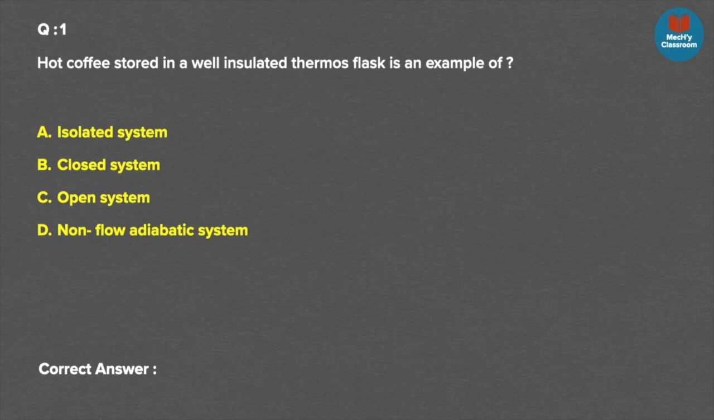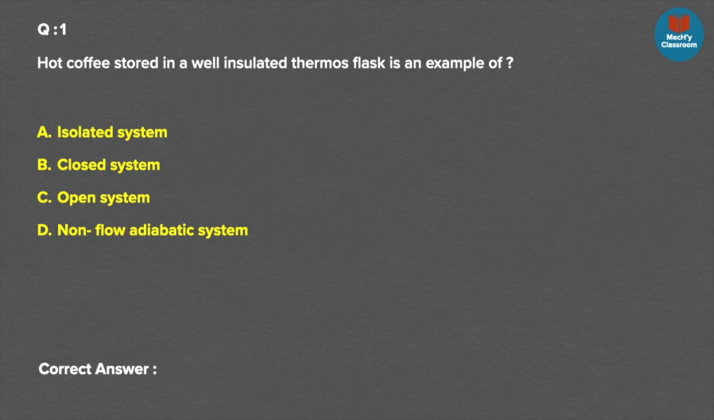Hot coffee stored in a well-insulated thermos flask is an example of isolated system, closed system, open system, and non-flow adiabatic system. First, let's discuss what is system. In thermodynamics, we identify the subject of analysis by the term thermodynamic system, or simply you can say anything which is under consideration. Like that, we have around 4 systems: isolated system, closed system, open system, and adiabatic system. For this question, the answer is isolated system.